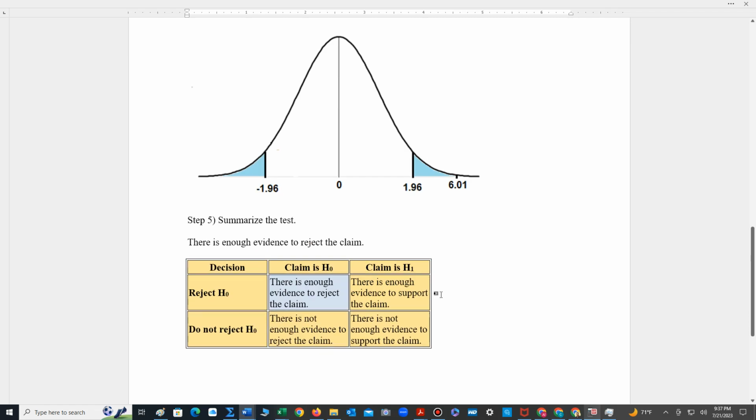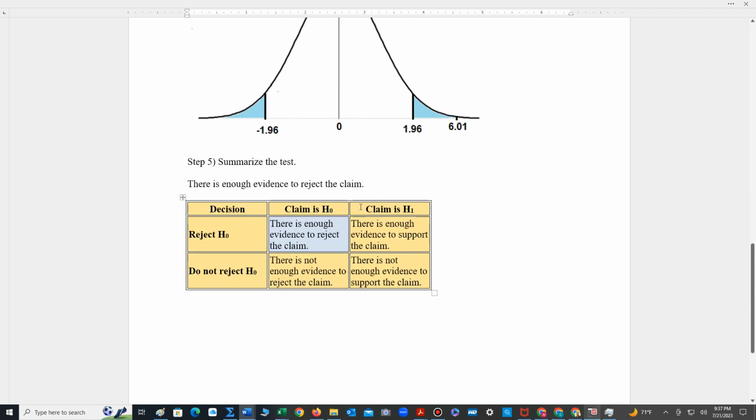Now we have to summarize our results. My recommendation is to use this summary chart. I've supplied it to you in the notes. And the way we would read it, we have to look at our claim. Our claim is that it's H naught. We rejected H naught, so at the intersection is our statement. There is enough evidence to reject the claim. So we can reject the claim that was being made. That's what the evidence is revealing to us.